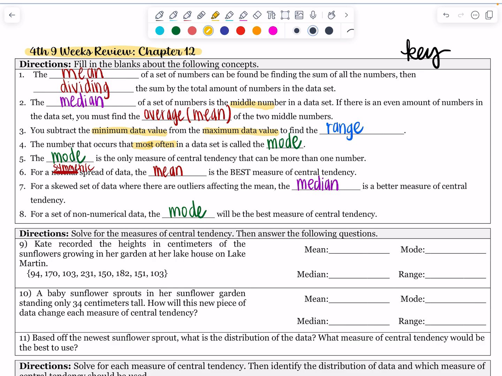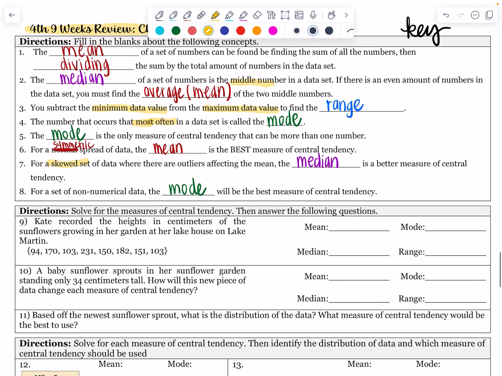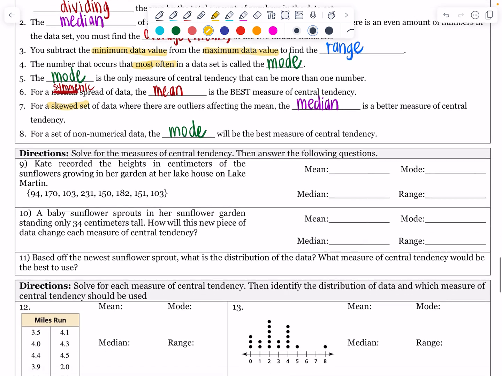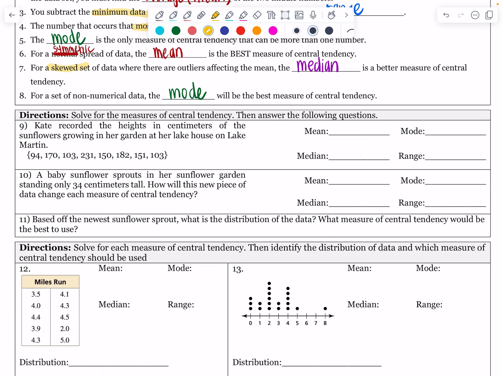For a symmetric spread of data, the mean is the best measure of central tendency. So if it's pretty symmetric, if the mean and the median are very, very close, you're going to use the mean. But if it's skewed, you're going to be using the median. It's a better measure of central tendency because it's less affected by outliers. For a non-numerical set of data, the mode is going to be the best measure of central tendency. Like if you're looking at Starburst colors, or numbers of larges, smalls, and extra larges that you order for a t-shirt order, you're going to look at the mode.